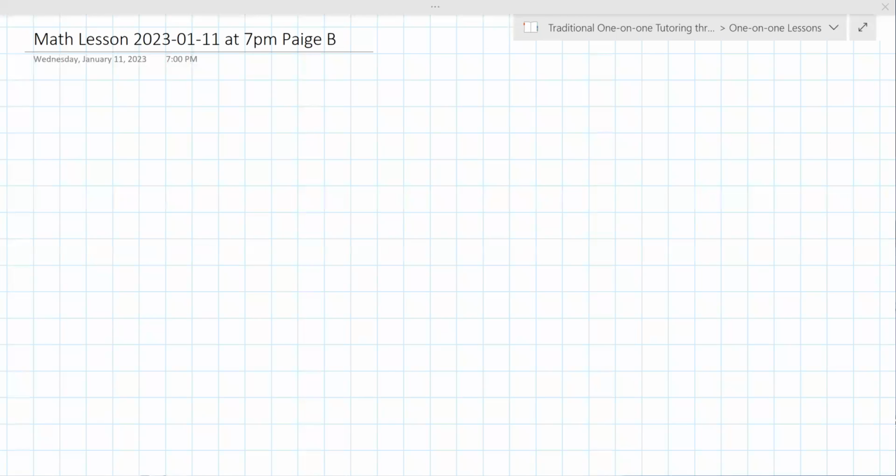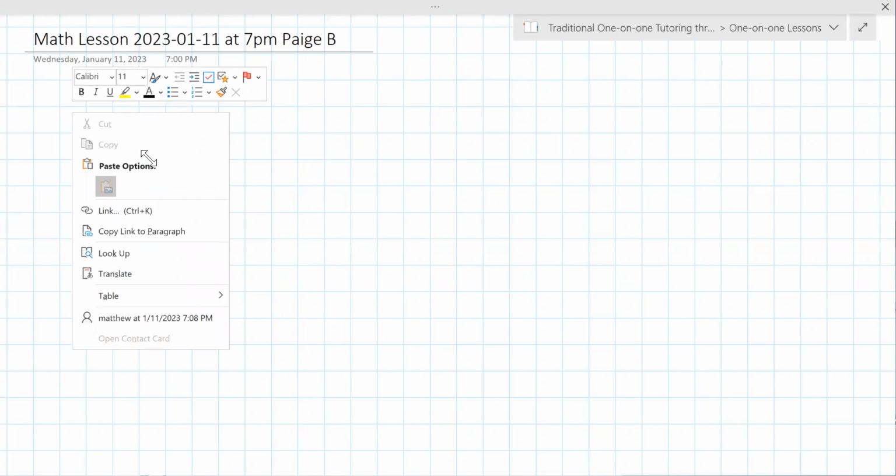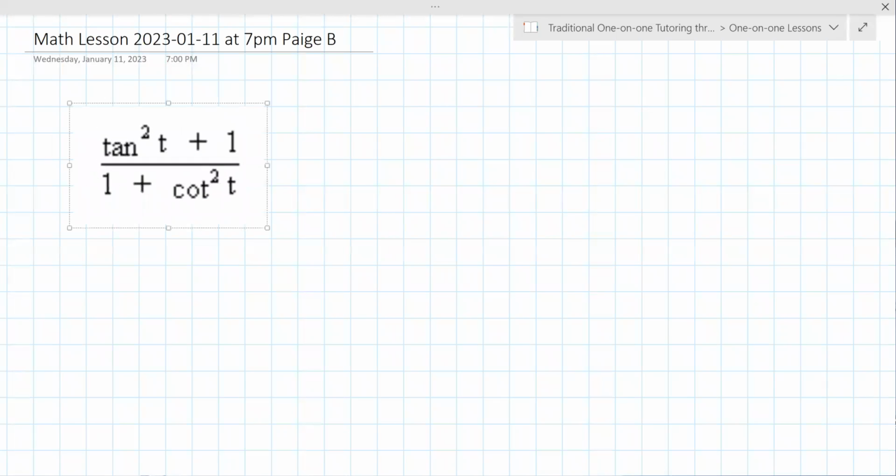And we'll get started here. So let me pull up a first problem I found. So you might be asked to simplify something like this. And to start, you have to know your trig identities.